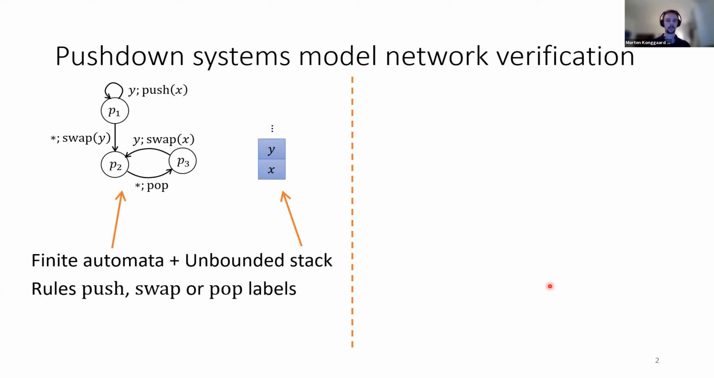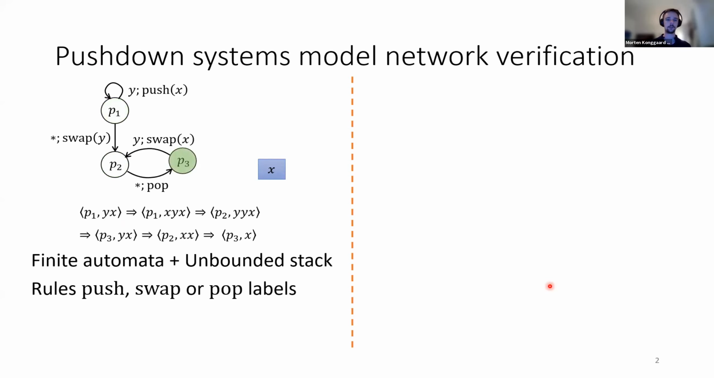So if we take a look at a simple example, here in this configuration, we are in the state P1 and the stack has Y on top of X. So now we can apply rules to change the content of the stack or the state that we're in. So this is an example of a small trace through a pushdown system.